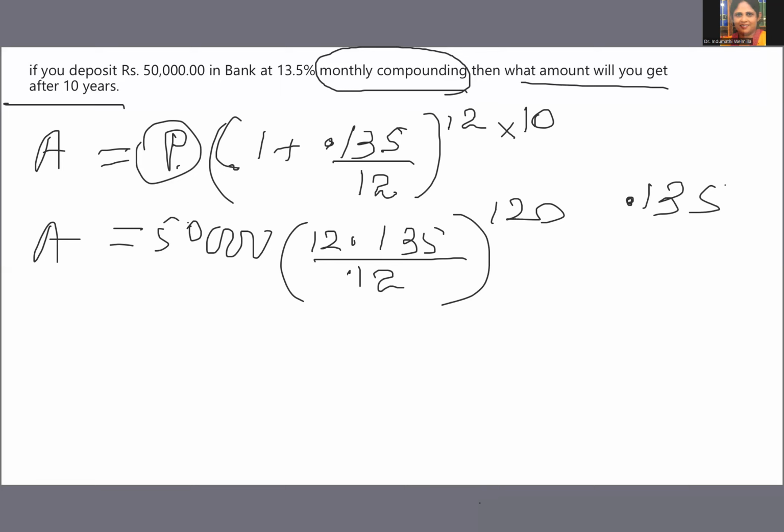You can simplify the values inside the bracket. That means 12.135 divided by 12, and you need to take its power to 120. And then finally you can multiply it by 50,000. Then you can get the amount you will get after 10 years with monthly compound interest. So it is a very clear and simple thing.